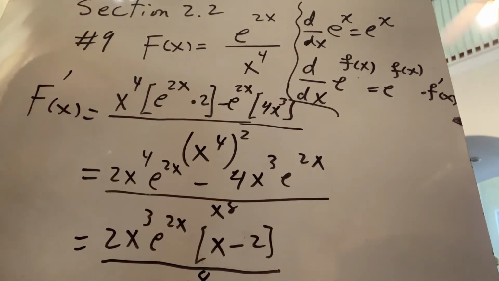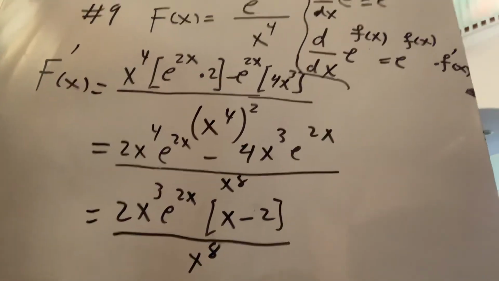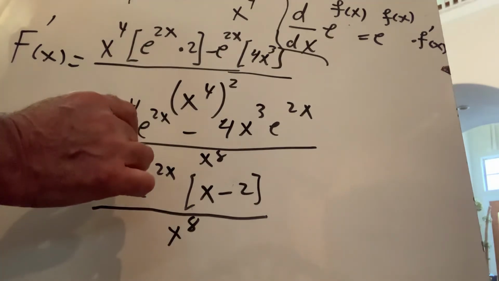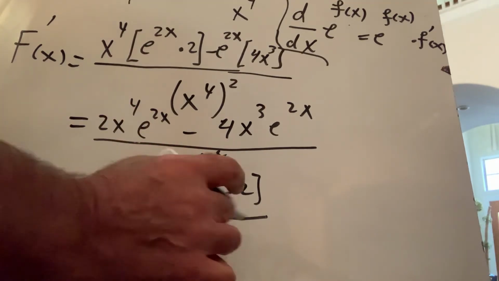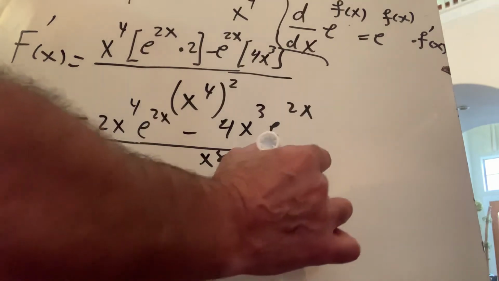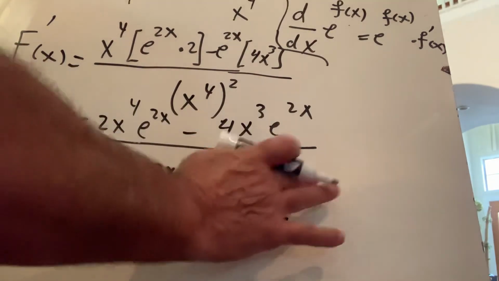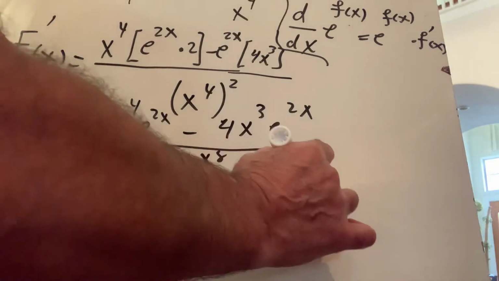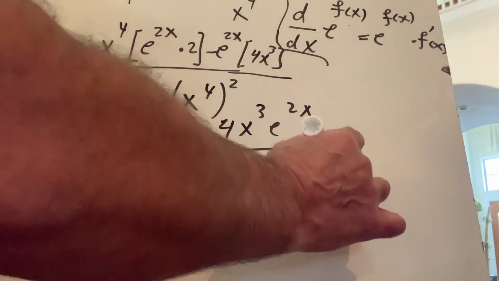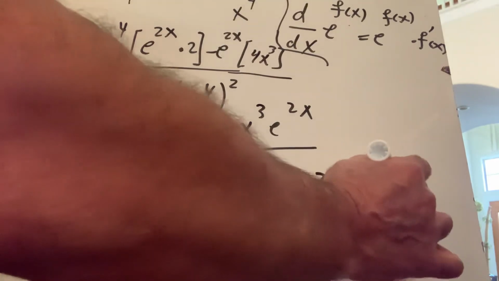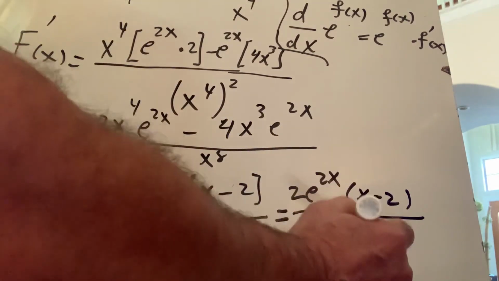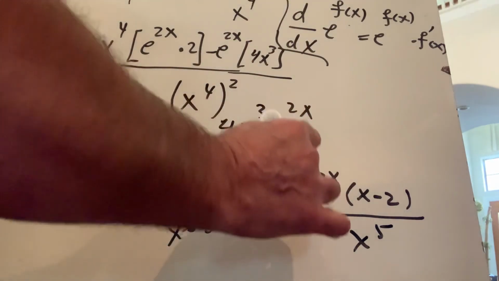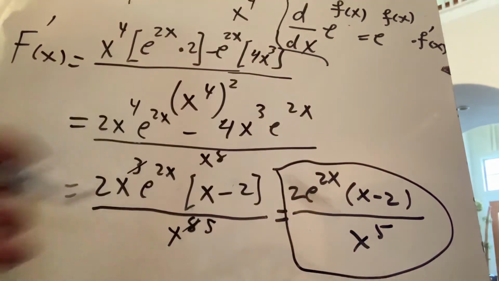And the last thing we can do is, obviously, as you can see, there is x cubed on top and x to the 8 on the bottom. So 3 factors down here cancel, leaving you with 5 more factors. So this should be your final answer. x cubed went away because we canceled 3 factors of x. So you're just left with 2 e to the 2x times x minus 2, and then all over x to the 5th power. And that's pretty much as simplified as you can get the derivative for this function.